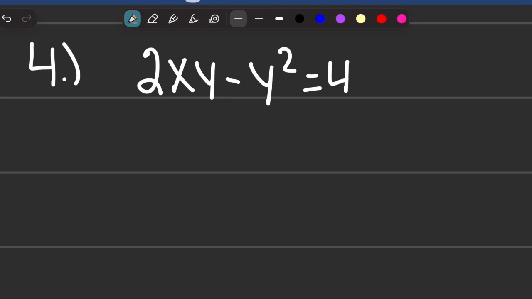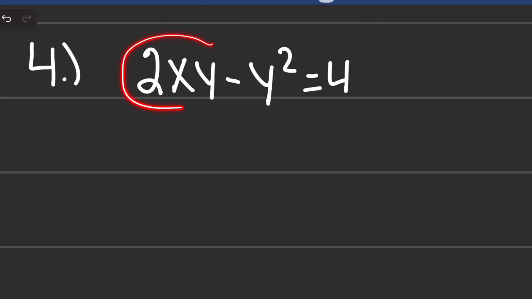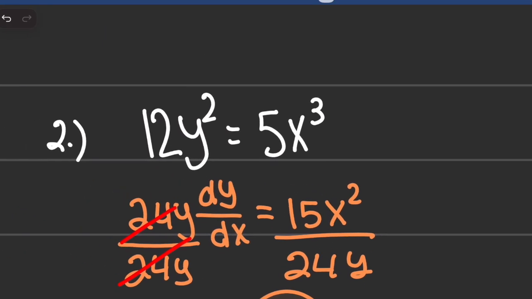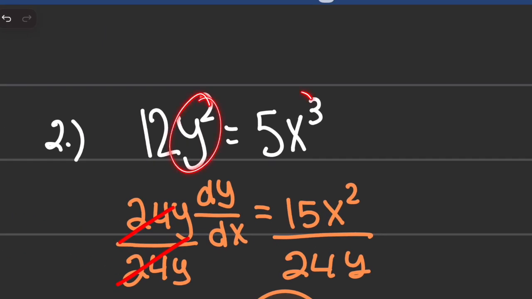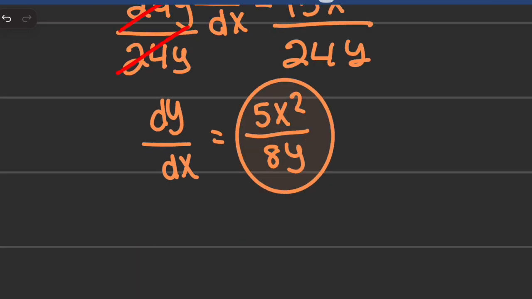So again, same steps. We have to differentiate both sides of the equation. So in this equation, we have 2xy minus y squared equals 4. So the main difference you probably noticed is that we have x and y together in one term, whereas in the other problems, we kept y and x separate. Each term had one variable.